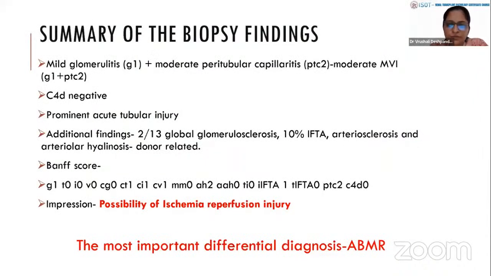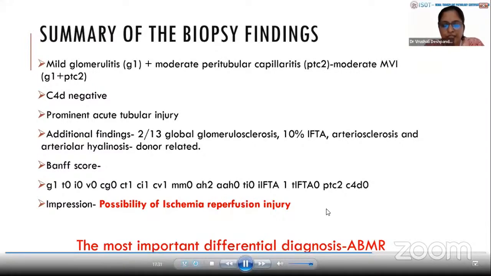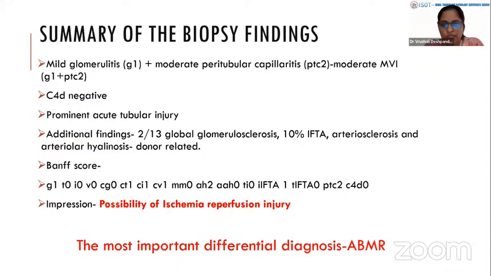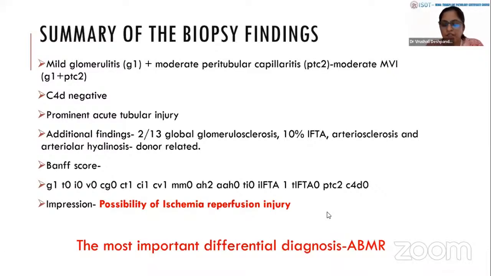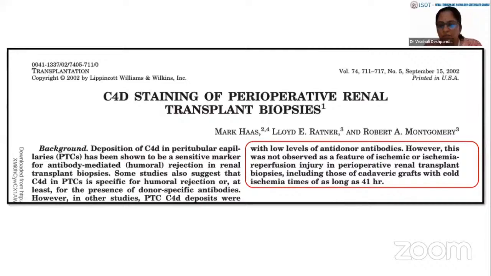So to summarize the biopsy findings, we had a moderate amount of microvascular inflammation. C4d was negative, which ruled out the possibility of ABMR. There was prominent acute tubular injury, some amount of chronicity which was donor related, and the possibility of ischemia reperfusion injury was thought of. Now, at this point of time, when we are getting microvascular inflammation in an allograft, the most important differential diagnosis becomes acute antibody mediated rejection. But for our help, we have C4d.